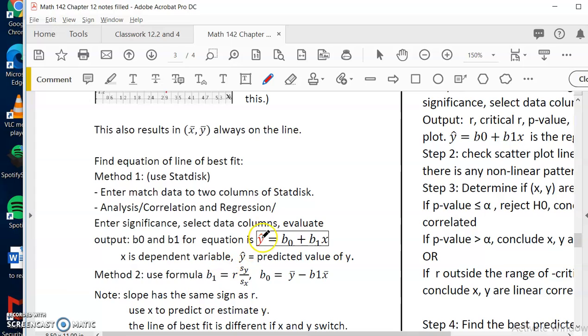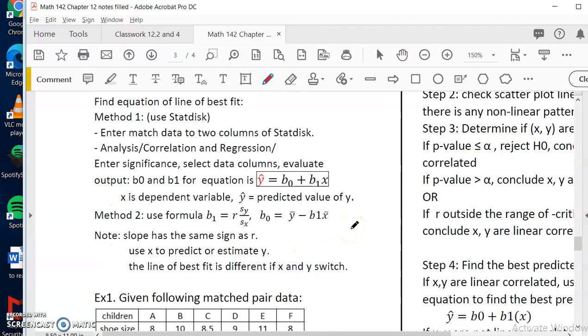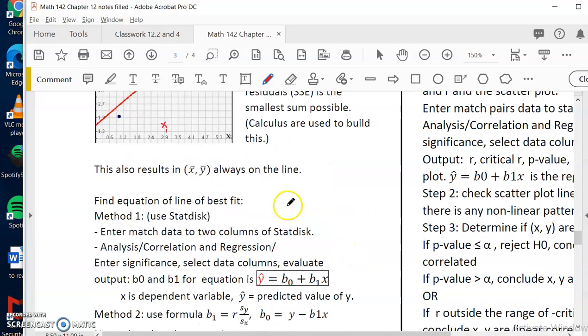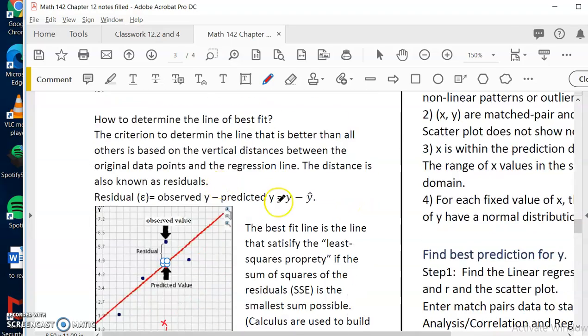Right, so you copy down y hat, B0, B1, and also R square. I should write down that you should copy R squared also. And this is a good time to talk about what R square is. R square shows you the proportion of variation of y that can be predicted by the change of x. So it actually tells you how good the linear prediction is, and it's usually written as a percentage.